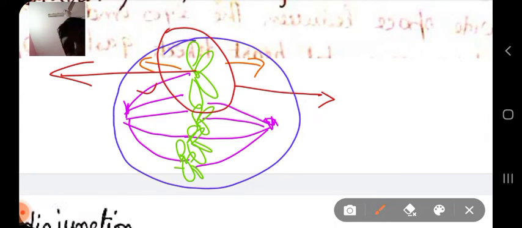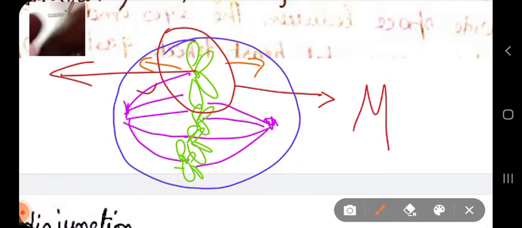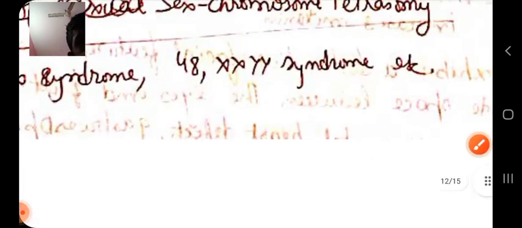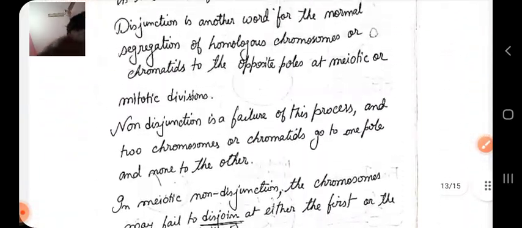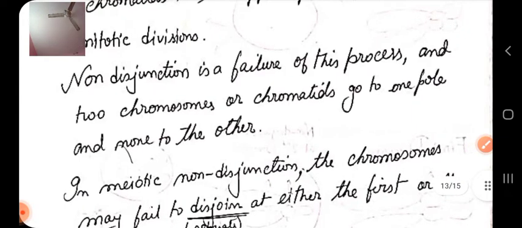So during gamete formation, especially in meiosis, as they don't get that chromosome, it leads to loss of a chromosome, that is your monosomy, whereas the daughter cell or the gamete which is receiving that extra chromosome leads to trisomy. So this type of event leads to non-disjunction, the failure of the chromosomes to migrate to the opposite poles. So non-disjunction is a failure of this process. The two chromosomes or chromatids go to one pole and not to the other.